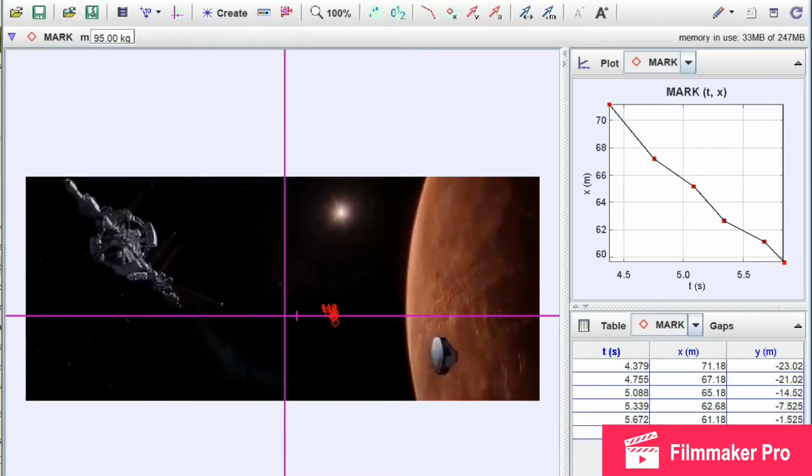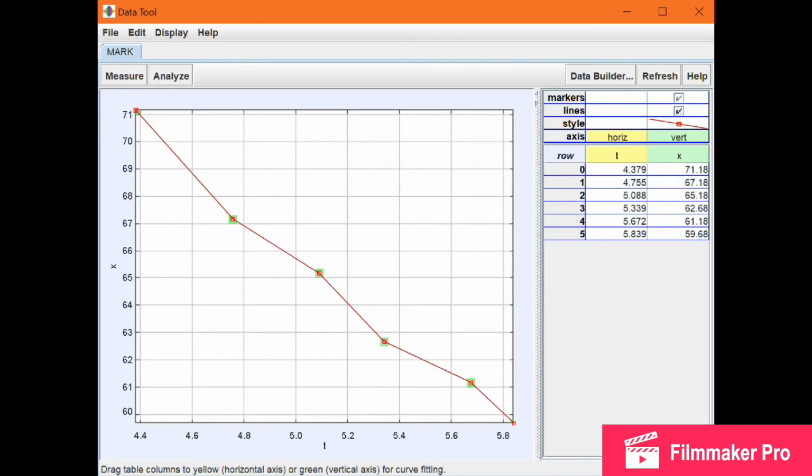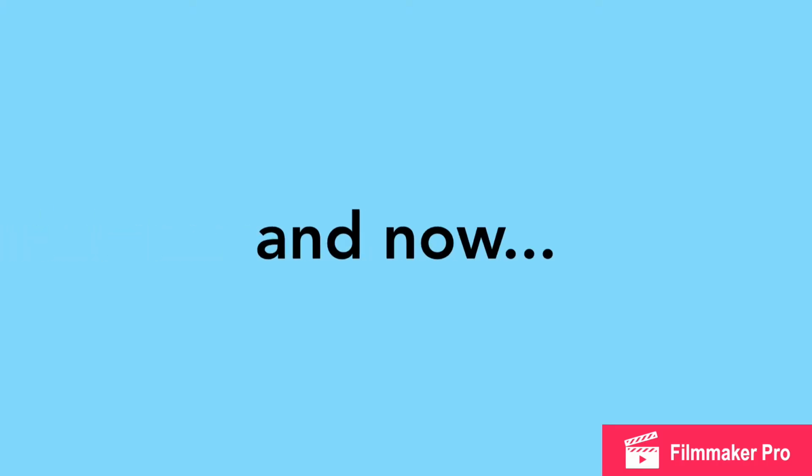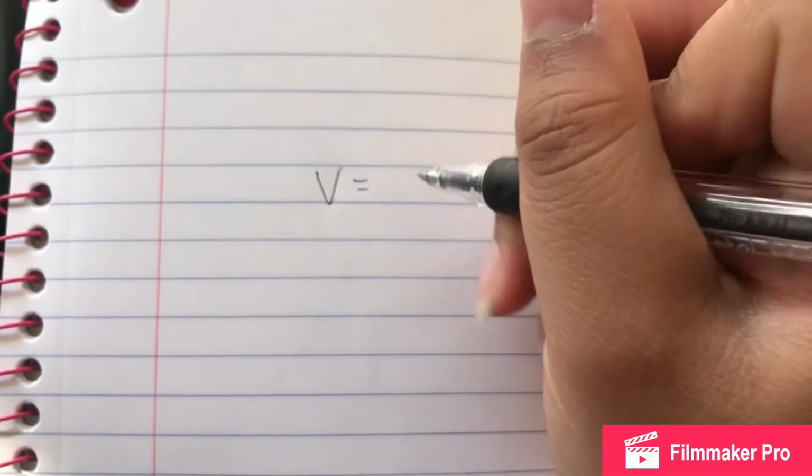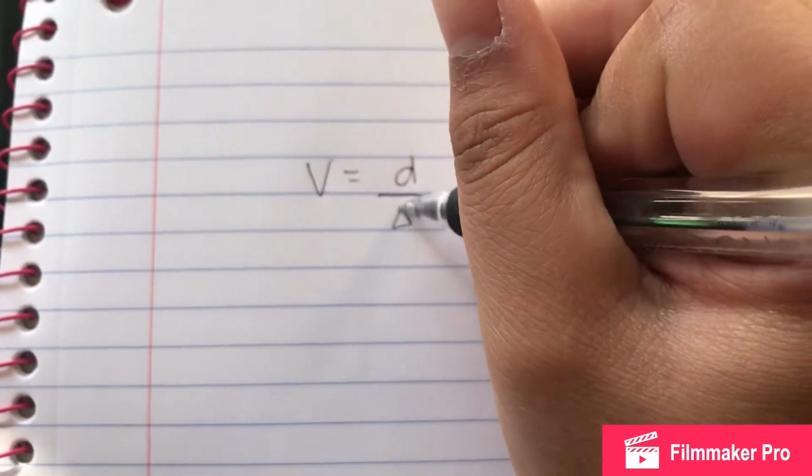We also made sure to change Mark's mass to 95 kilograms, which is what we assume he would be in space with his spacesuit and all. We were able to collect 6 points, as seen on the right, with their timestamp and distance from the origin. Our 6 data points are seen here in a graph form. The y-axis is the distance from the origin, and the x-axis is a timestamp. So the equation we're going to be using the most today is v equals distance over the change in time.